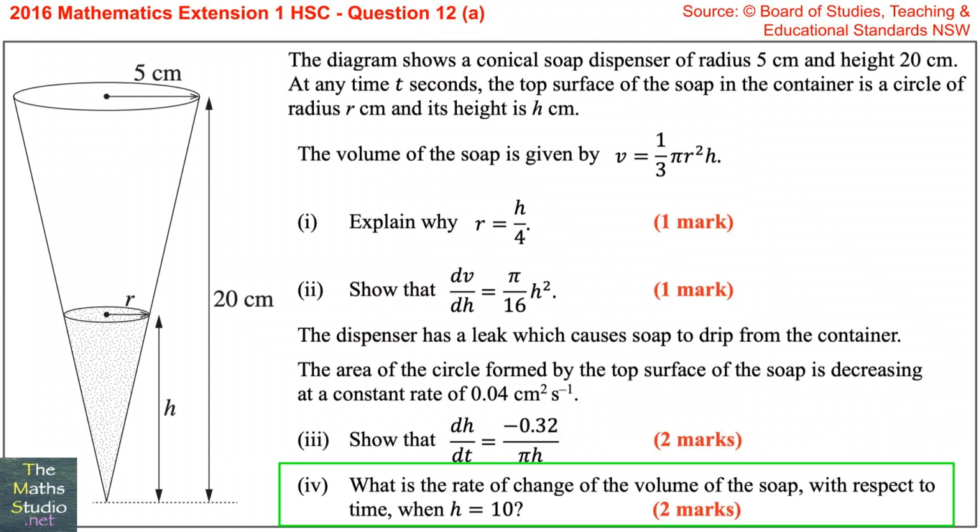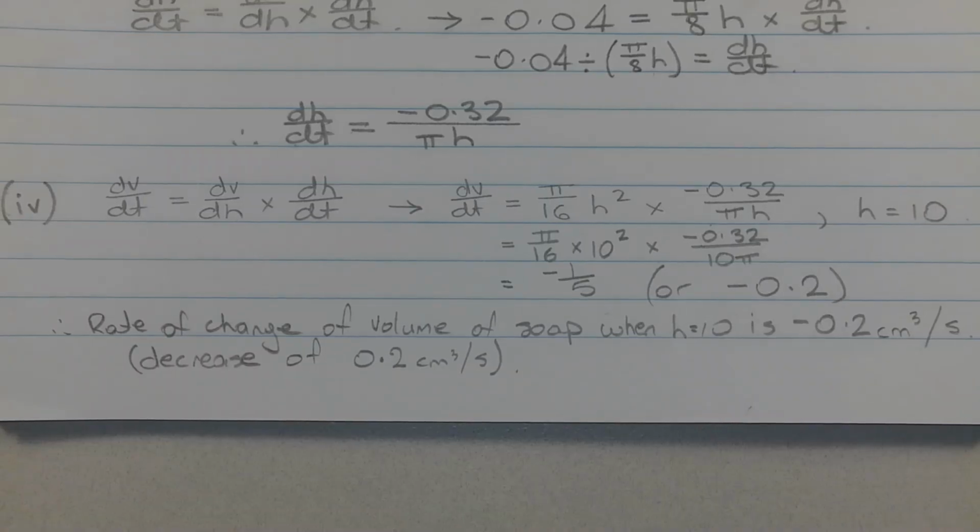Part 4. What is the rate of change of the volume of the soap with respect to time when h equals 10? Similar to our approach in part 3, we can set up a related rates of change equation using the chain rule. dV/dt equals dV/dh times dh/dt. Now, dV/dh is pi over 16 times h squared, and we get that from part 2. And dh/dt is equal to negative 0.32 over pi h, which we got from part 3.